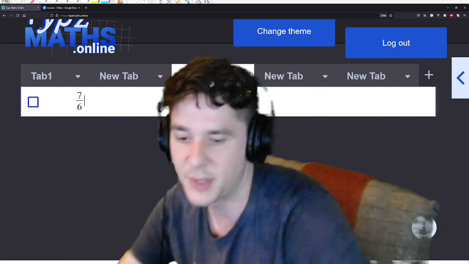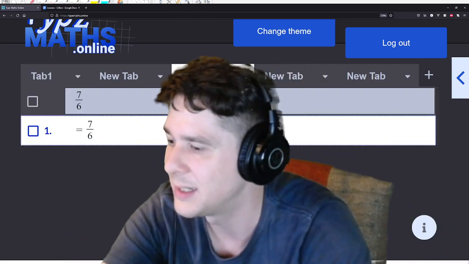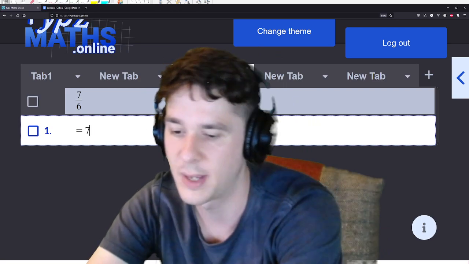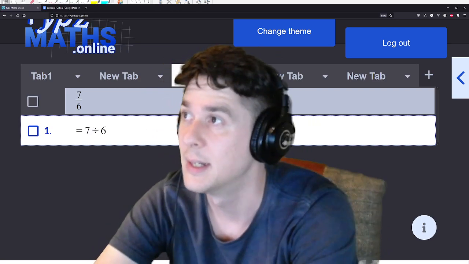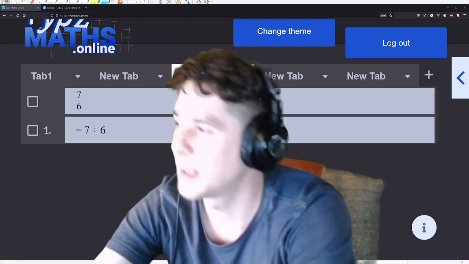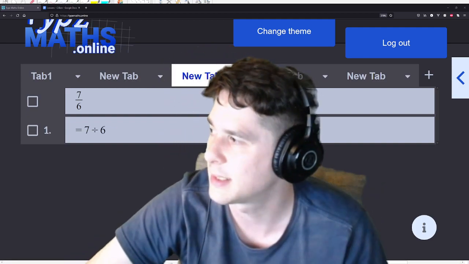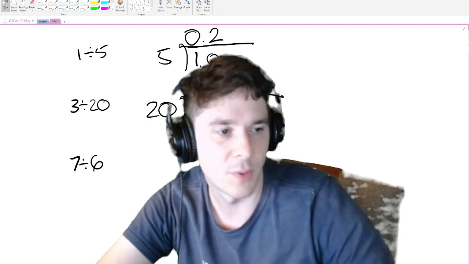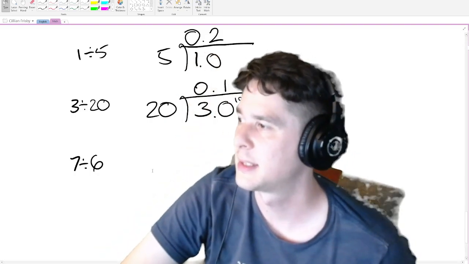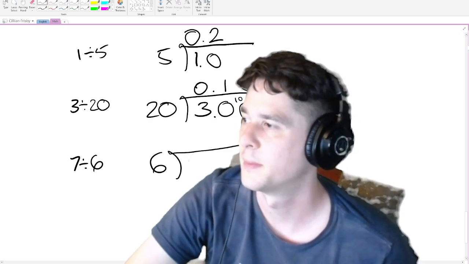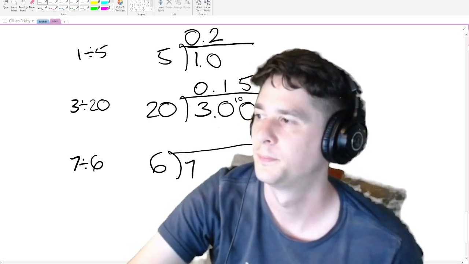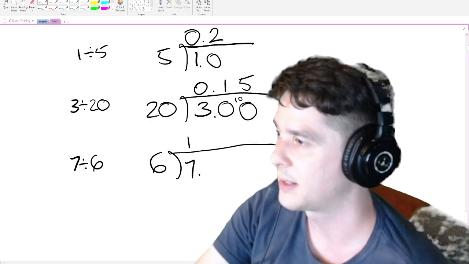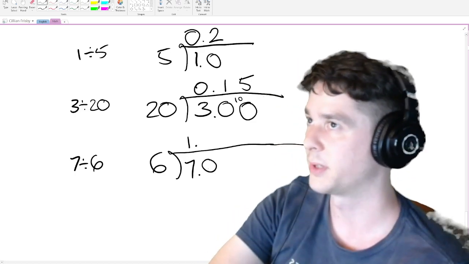So let's have a look at this one. This one we actually don't need to simplify at all, so I'm just going to write it straight away as 7 divided by 6. Now 7 divided by 6 is a little bit different to the ones we've done before, because now we have a bigger number divided by a smaller number. So we're going to do 6 into 7. 6 goes into 7 once, but it's got a remainder of 1. So we add a decimal point and a 0. We'll put the decimal point on top as well.